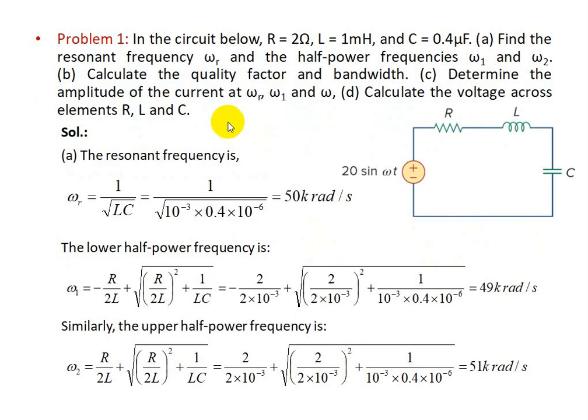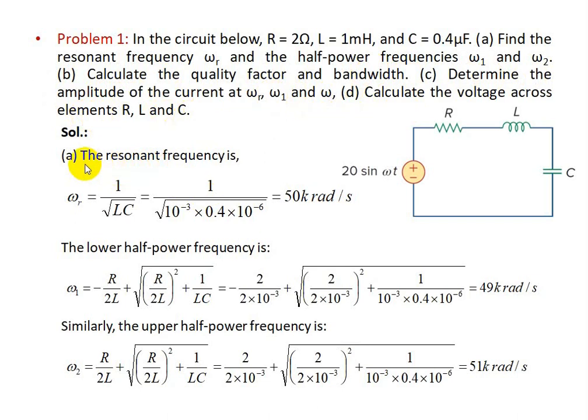Coming to the problems. Problem 1. In the circuit below, R is 2 ohms, L is 1 millihenry and C is 0.4 microfarad. A. Find the resonant frequency omega R and half-power frequencies omega 1 and omega 2. B. Calculate the quality factor and bandwidth. C. Determine the amplitude of current at omega R, omega 1 and omega 2. D. Calculate the voltage across the elements R, L and C. So from the given data, we have to find all these values.